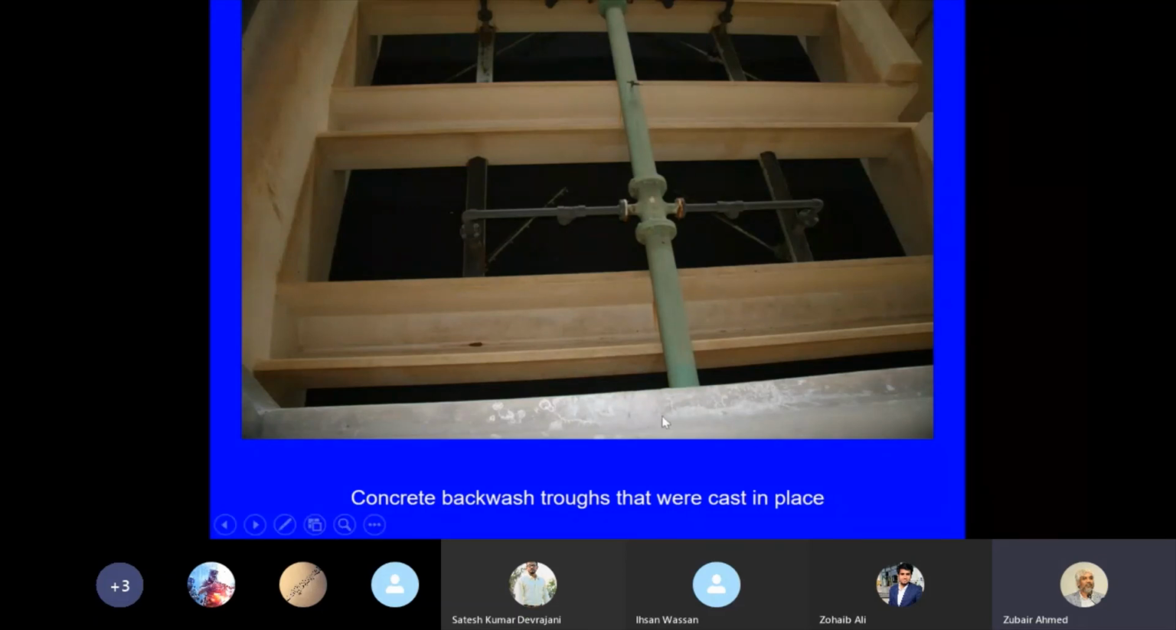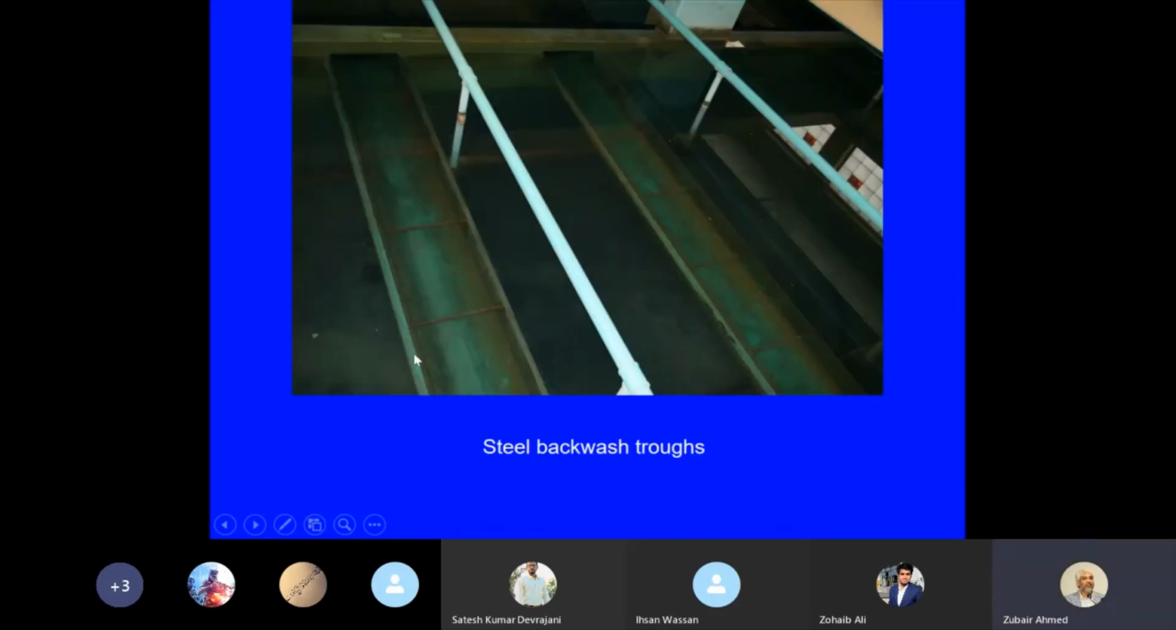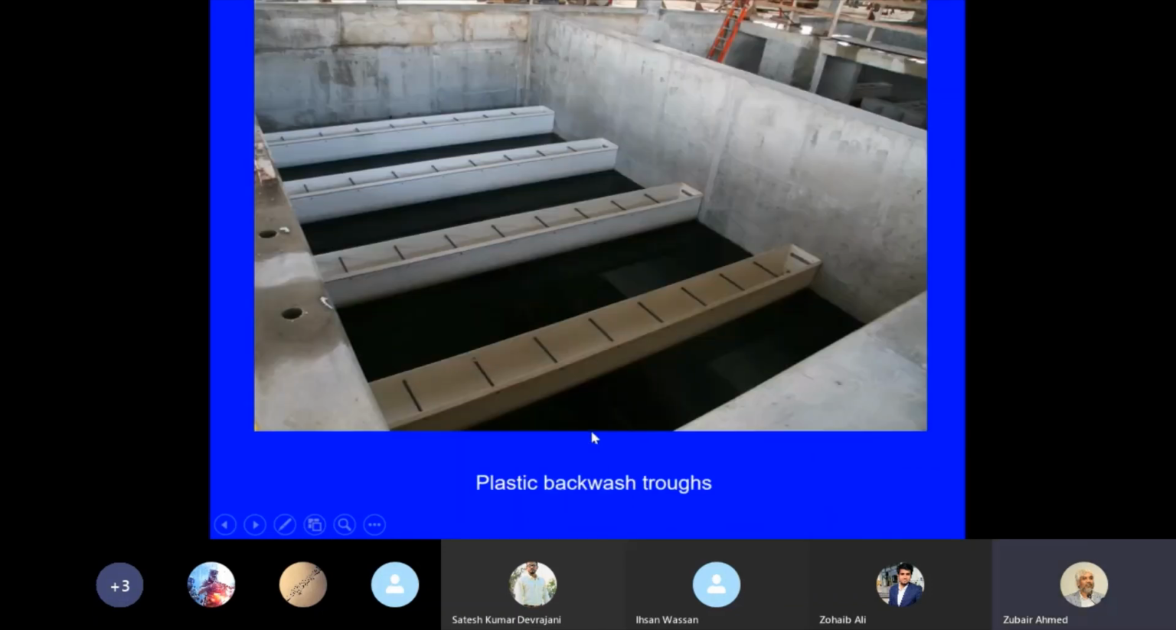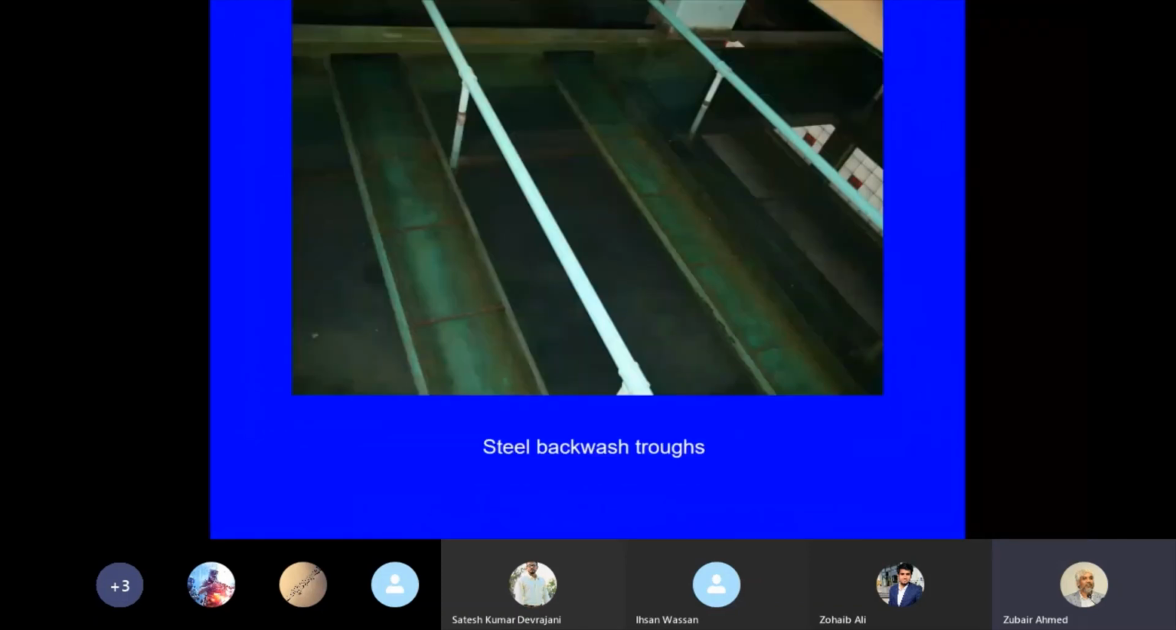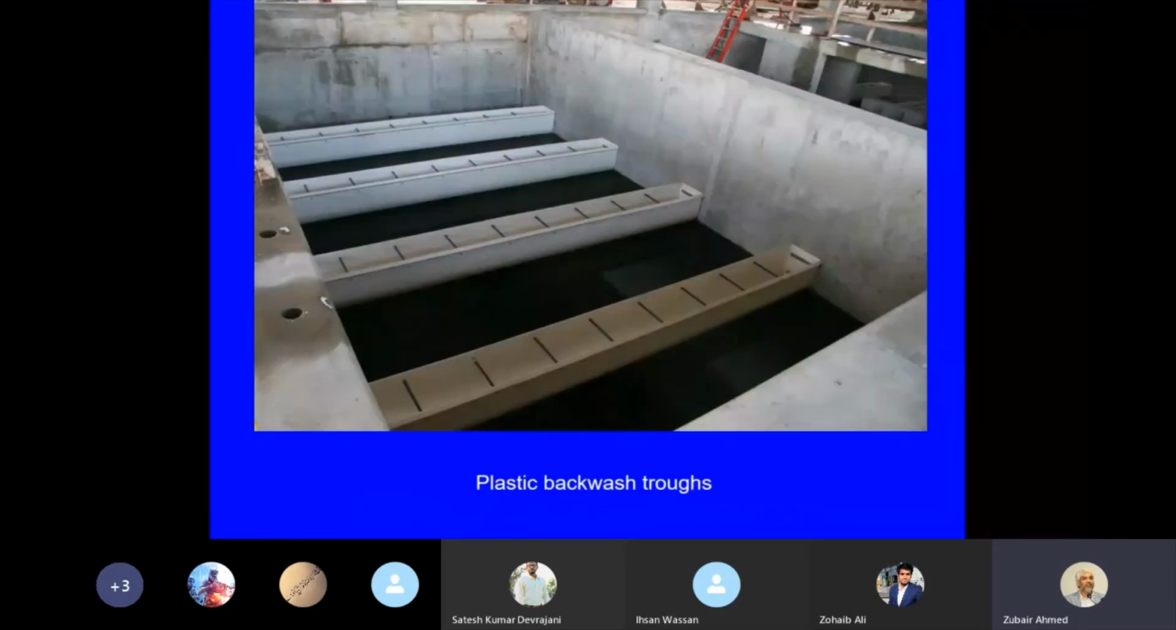You see here some concrete. This is made of concrete. So these are concrete wash troughs, and these wash troughs are made of steel, and these wash troughs are made of plastic. So there are different types of backwash troughs. It can be made of concrete, steel, or plastic.